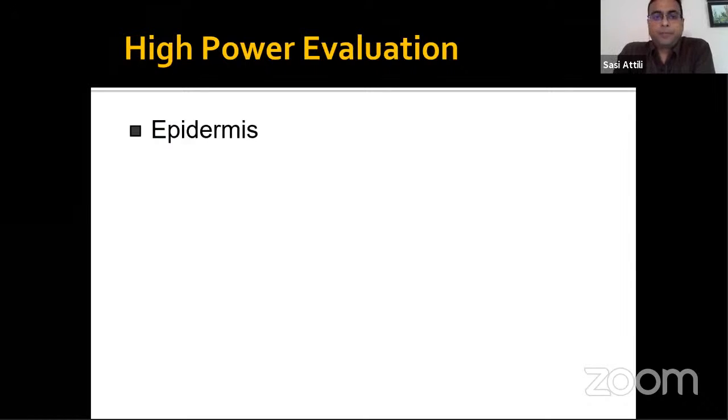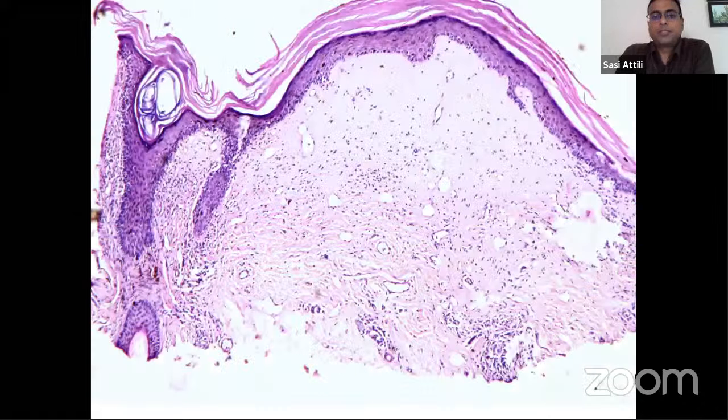So going to higher power, what are the features in the epidermis that we evaluate? Now, this is also visible in low power, in fact, but yes, high power epidermal evaluation involves looking at the epidermal thickness, the first thing. This is a classical case of lichen sclerosus. There's no doubt, I'm sure, in most of your minds.